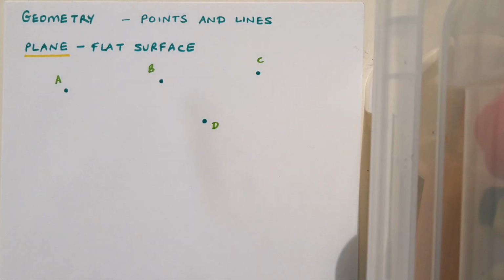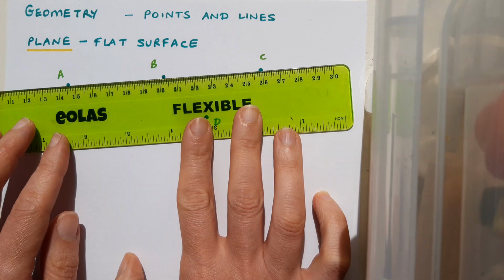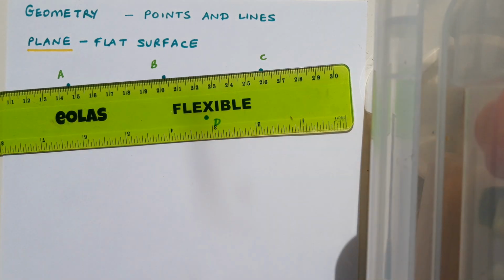You might notice that the points A, B, and C are all in a straight line. So if I was to put my ruler down, A, B, and C would all line up. When I have points like this that line up on the same line, those points are called collinear points.